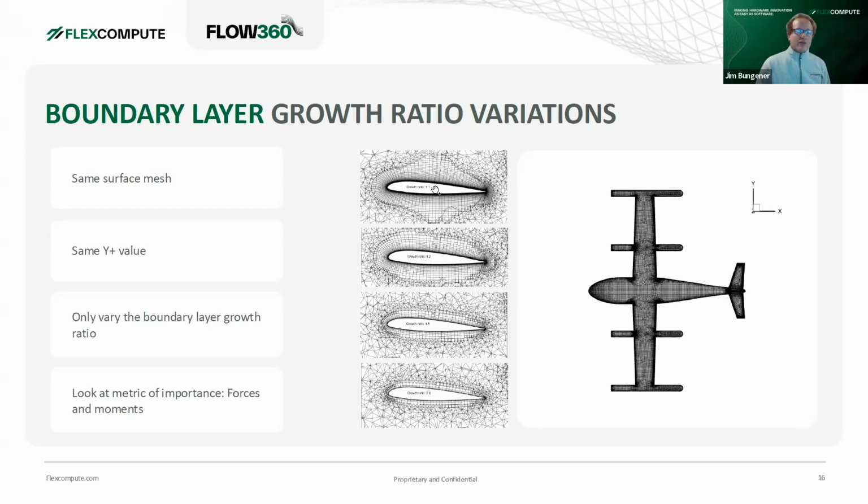So ultimately, we have a fairly fine mesh at the top, boundary layer growth ratio of 1.1. So each cell, the distance normal to the wall, is 1.1 times the previous cell's height. Growth ratio here, 1.2, so I'm growing faster. 1.5, I'm growing fairly coarse. 2.0, I'm very coarse. So that's the only difference between those 4 meshes, is how fast my boundary layer cells grow. And then I'm going to look at the metrics of importance to me for this particular example, forces and moments.